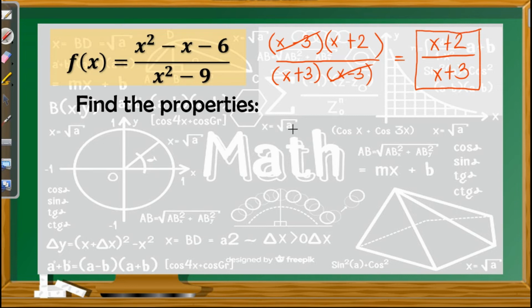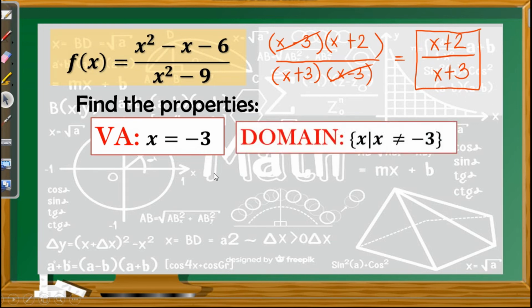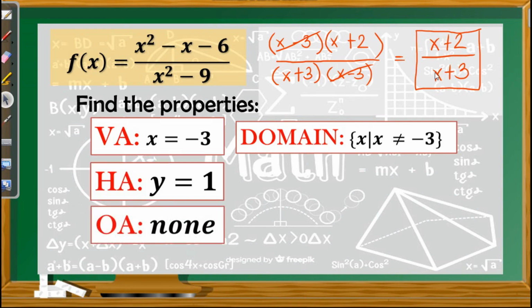Let's begin with the domain and the vertical asymptote. As we can see, we have the denominator x plus 3. Equate this to 0, we will have negative 3. So, vertical asymptote x is equal to negative 3. And for its domain, x is not equal to negative 3. Next, for the horizontal asymptote and for the range, as we can see, both numerator and denominator are linear functions. Their degrees are the same. Therefore, it's y equals 1.